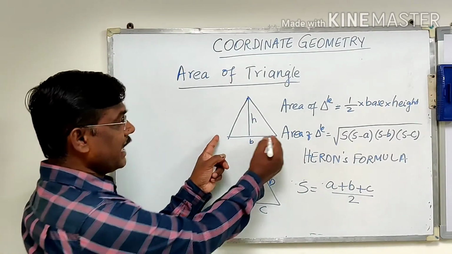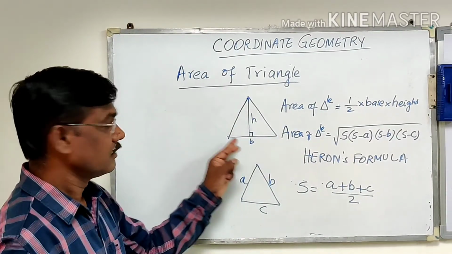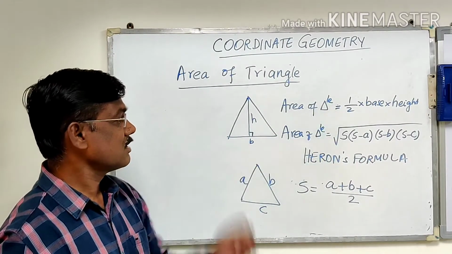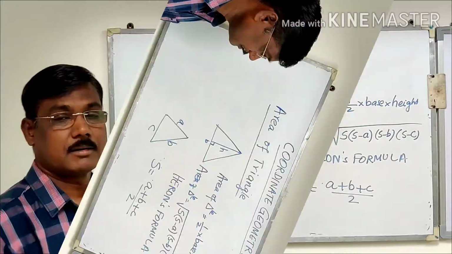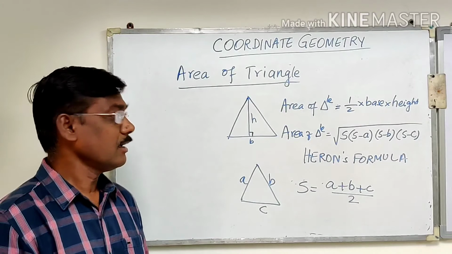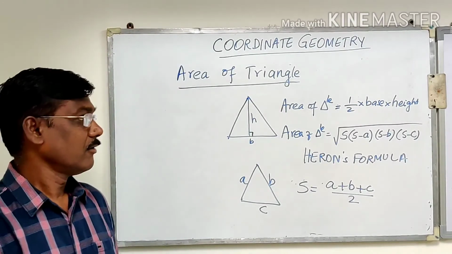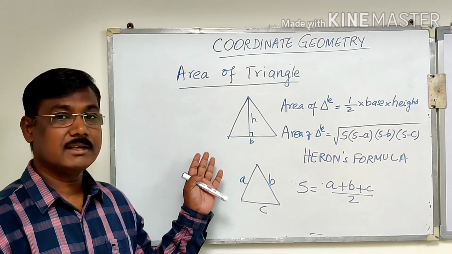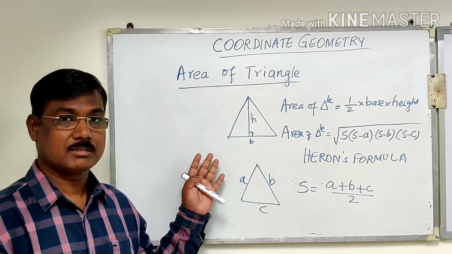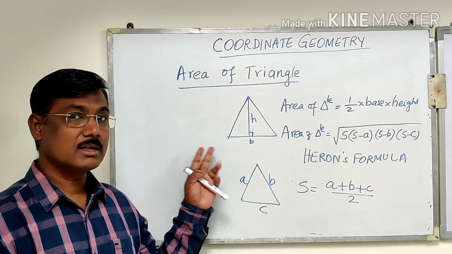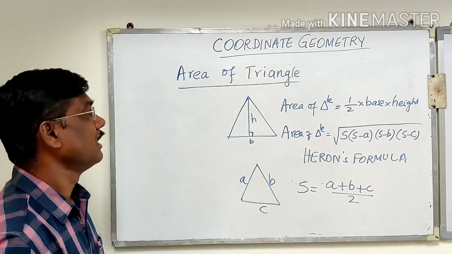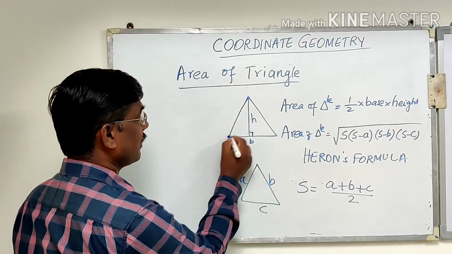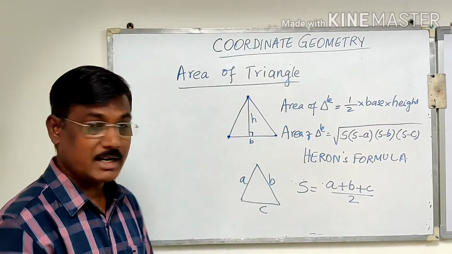And if the base and the height, if these two pieces of information are available, we can use the other formula to find the area of a triangle. But in coordinate geometry, as I said earlier, we deal with coordinates, finding the properties of various geometric figures using the associated coordinates, right? Let us see how to find the area of a triangle if the three coordinates are given.